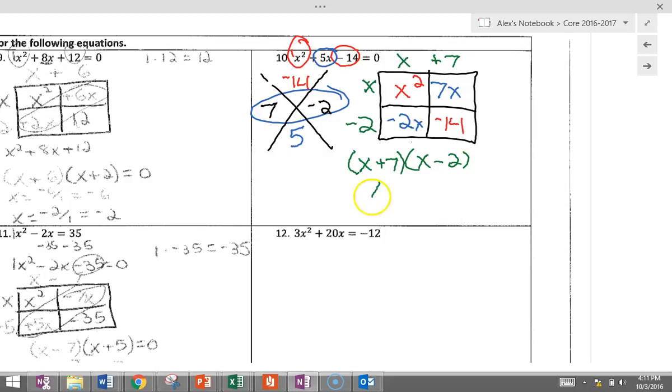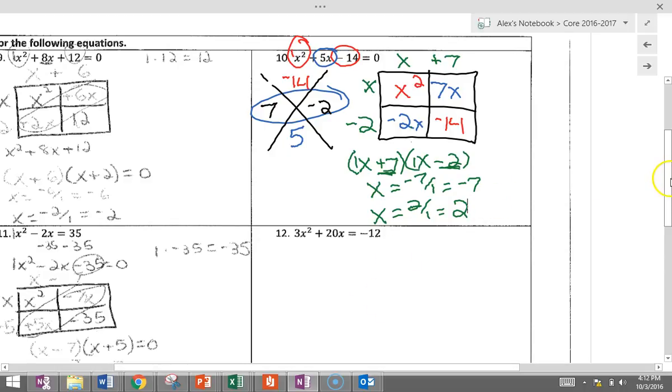So then to get what x equals, remember, you have the opposite sign. So this is a positive 7, it's negative 7, divided by whatever number is in front of x. So negative 7 divided by 1, which is negative 7. Same thing for my other one. This is negative 2, so I'm going to use positive 2 divided by 1. 2 divided by 1 is 2.